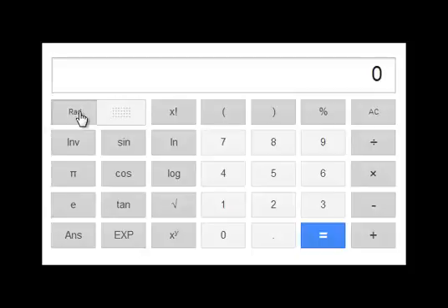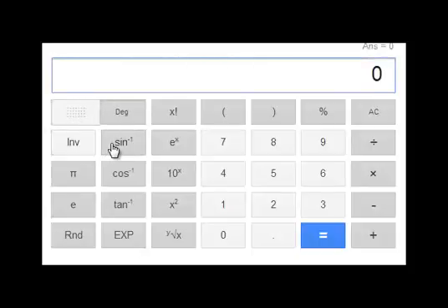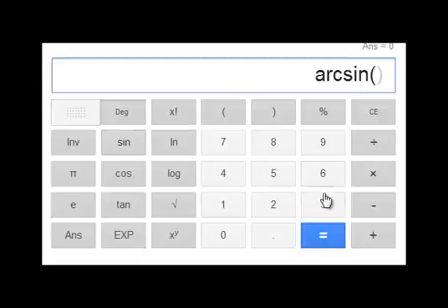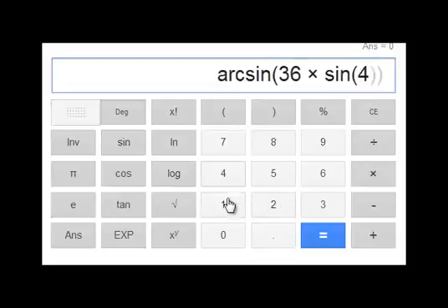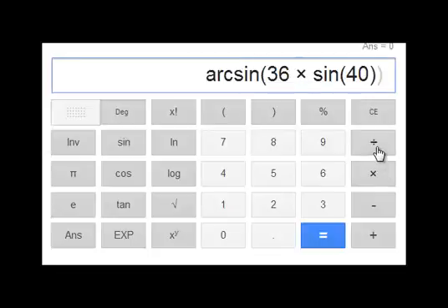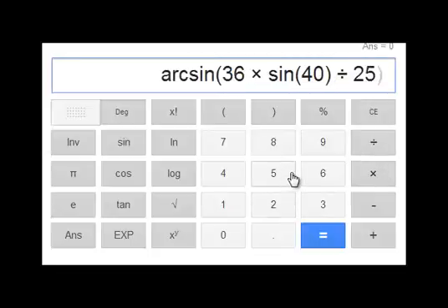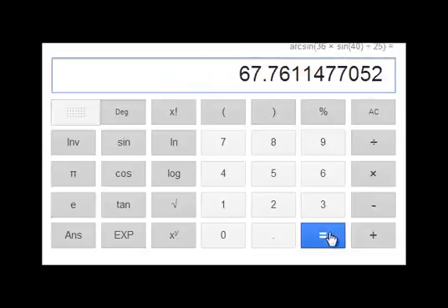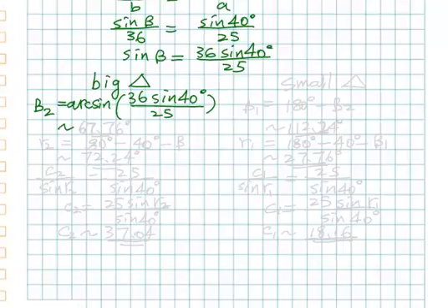We make sure the calculator is in degree mode. Arcsine of 36 times sine of 40 degrees, close parentheses, divided by 25, close parentheses, equals. It is approximately 67.76 degrees.